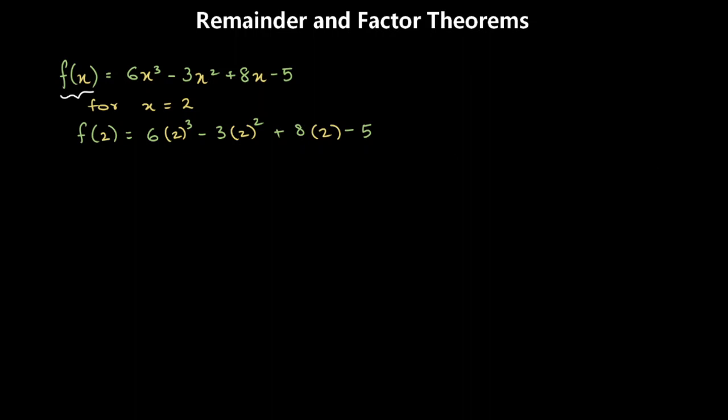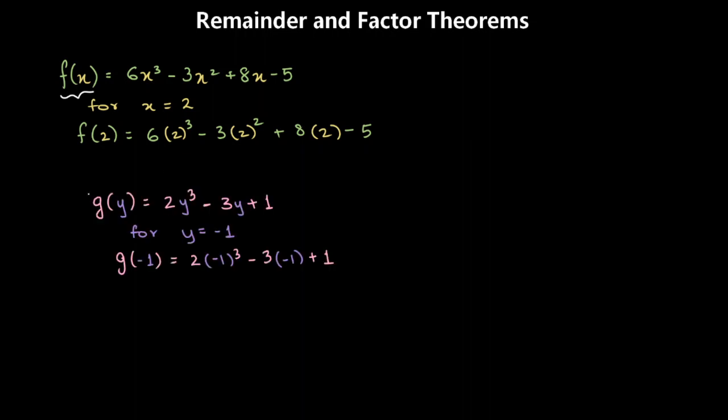In a similar vein, suppose I have an expression with y as a primary variable. I can call that g of y, which is equal to 2y cubed minus 3y plus 1 in this example. And suppose I want to find the value of this expression when y is equal to minus 1. I just need to substitute minus 1 instead of y all over the expression, and I can solve for it. It's a simple idea which would be repeated quite often throughout this chapter, so it'd be good to know about it.